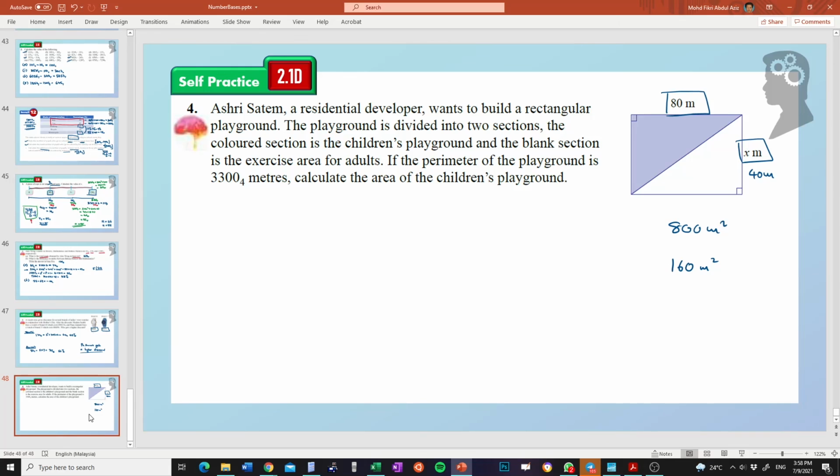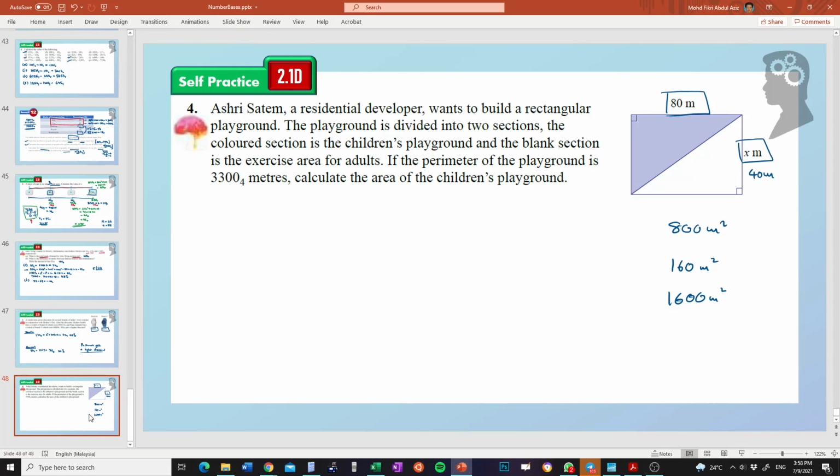Okay. 1,600 meter square. Should be lah. Oh, ada 3 different answers ni. Sorry. 1,600. Sorry. Just lupa the another zero. Okay. Aimi ada lagi ke ataupun dah left dah?